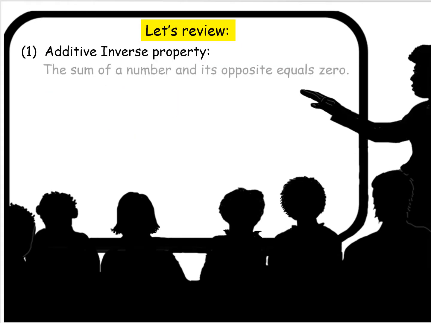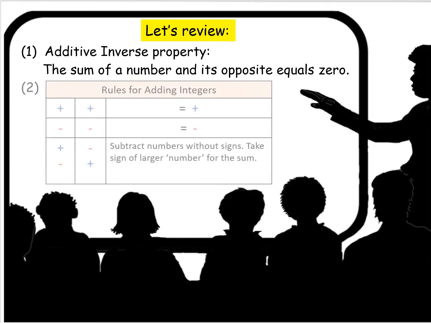Let's review. The additive inverse property is the sum of a number and its opposite equals 0. And the rules for adding integers. Positive plus a positive equals a positive. A negative plus a negative equals a negative.